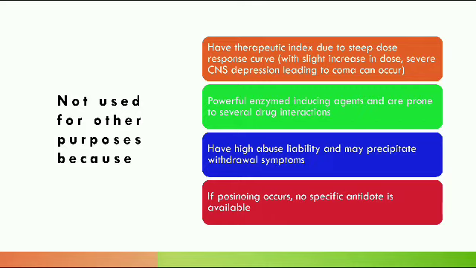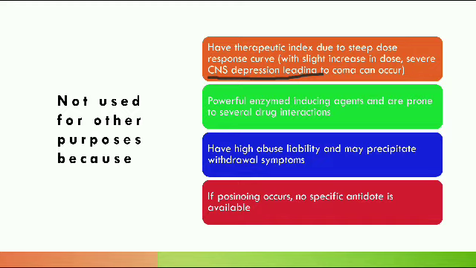As discussed in the previous slide, barbiturates in clinical practice are used for epilepsy as well as anesthesia, but they are generally not used for other purposes. Why? Because there are mainly four broad reasons for not using them in other cases. The first reason is a low therapeutic index due to a steep dose response curve. With a slight increase in dose, severe CNS depression leading to coma can occur.